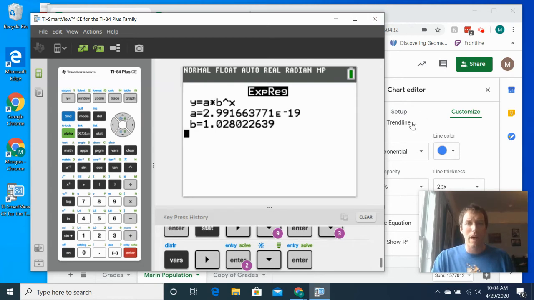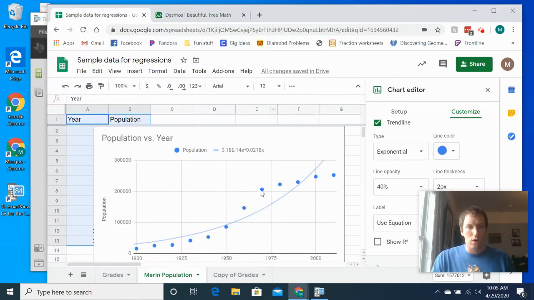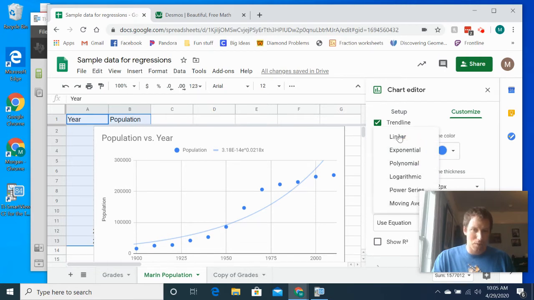So we've just talked about the big two. We've talked about linear and exponential. We can get linear on either the calculator or Google Sheets. We can get exponential on the calculator, but we can use Google Sheets to map both of them, to graph both of them, excuse me. Now let's say I want to graph the logistic. Here's my problem. They don't have a logistic option here.